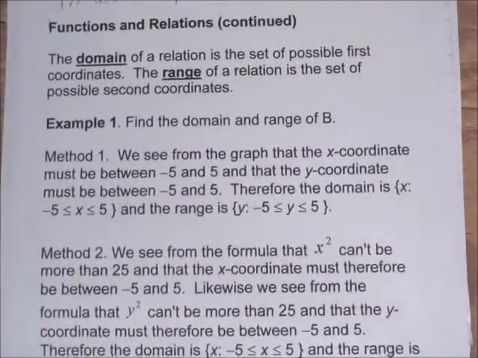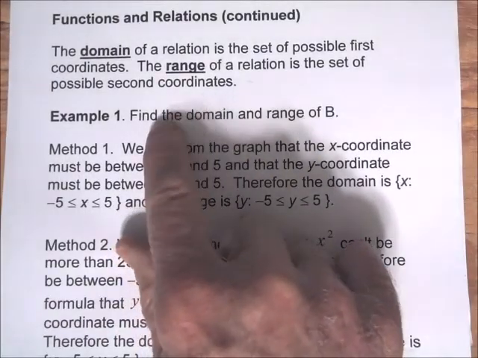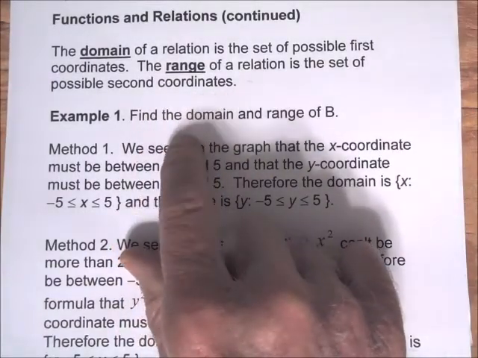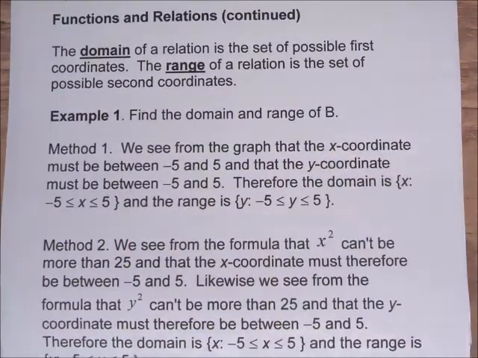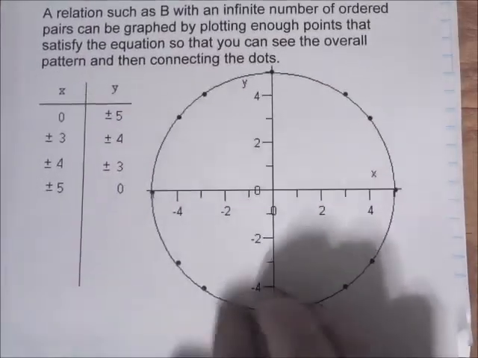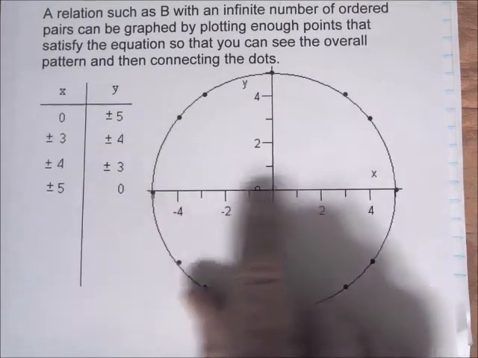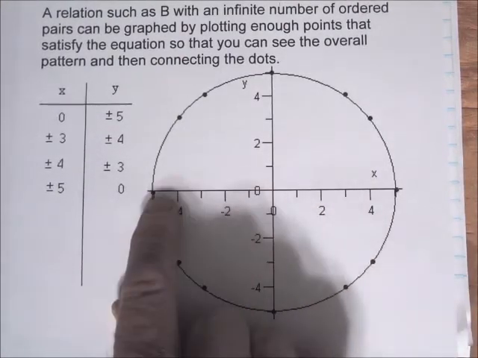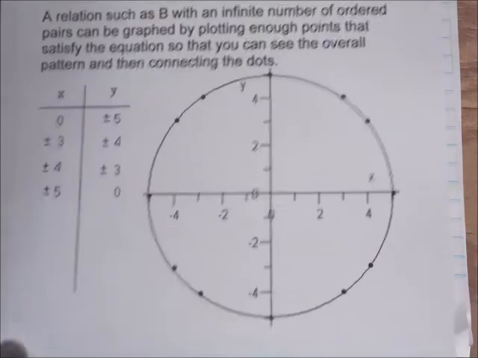The domain of a relation is the set of first coordinates. The range is the set of second coordinates. So for relation B, we can see from the graph that the domain and range both go from -5 to 5. The x values go from -5 to 5, and also the y values go from -5 to 5.